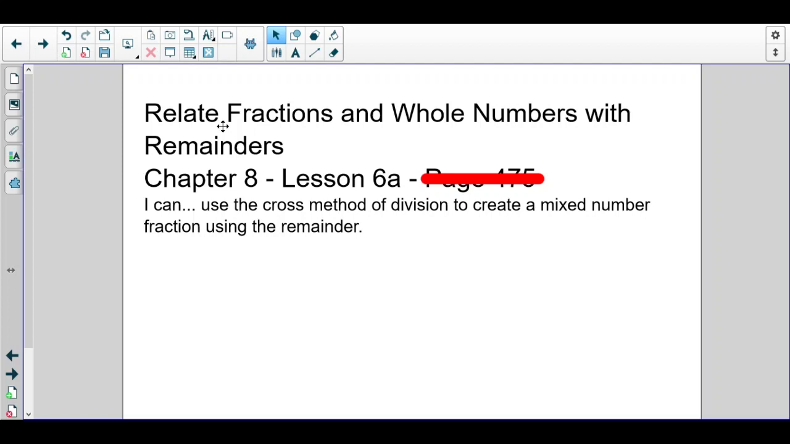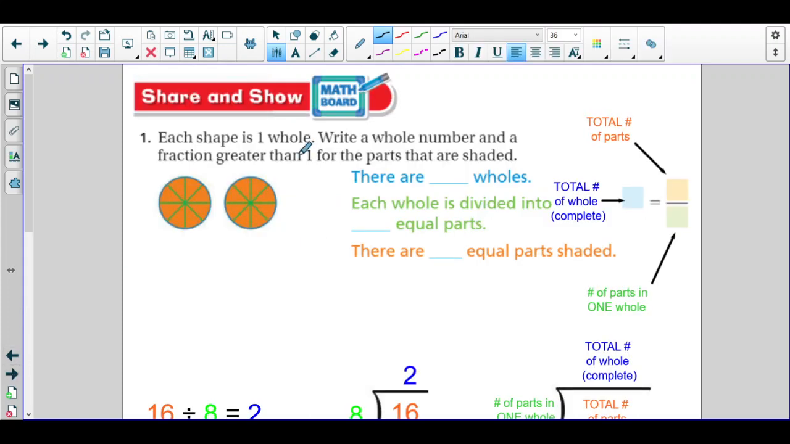I can use the cross method of division. That is something that we will talk about right here, to create a mixed number fraction using the remainder. Man, there is a lot going on there. We may have to come back and revisit this to make sure that we know what we're doing. But let's first of all go to this problem right here.